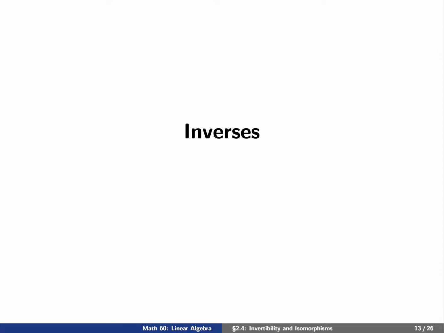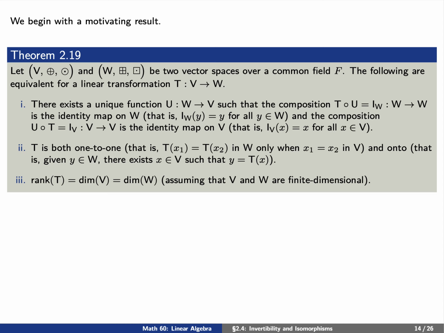Let's use all of this to now introduce the concept of inverses and isomorphisms. We'll begin with the motivating result. Let's say that V and W are two vector spaces. The following three statements are equivalent for a linear transformation T going from V to W. First, there exists a unique function u, not necessarily a linear transformation, such that T circle u is the identity map on W, and similarly, u circle T is the identity map on V.